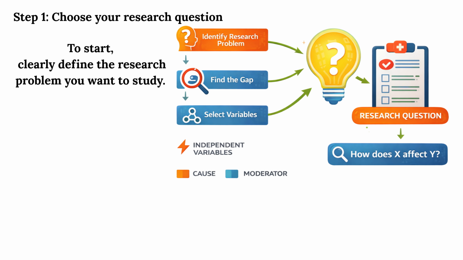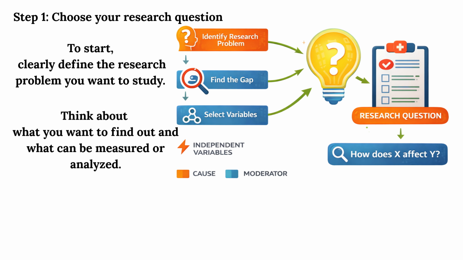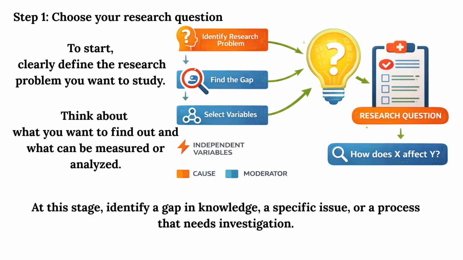To start, clearly define the research problem you want to study. Think about what you want to find out and what can be measured or analyzed. At this stage, identify a gap in knowledge, a specific issue, or a process that needs investigation. Formulate a question that is focused, specific, and researchable, making it easier to design the study and select variables.